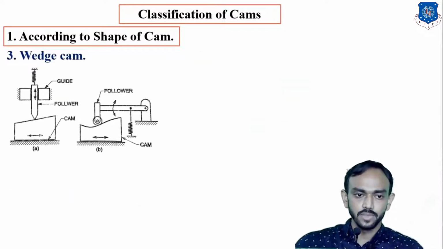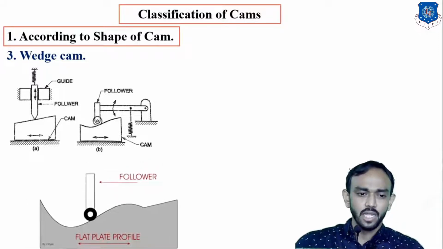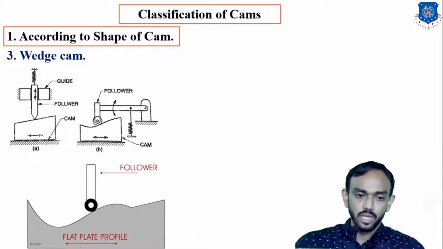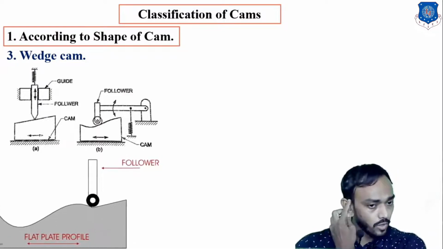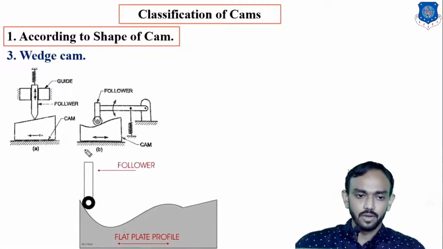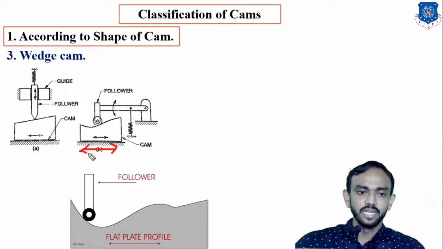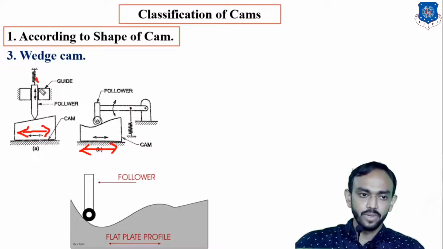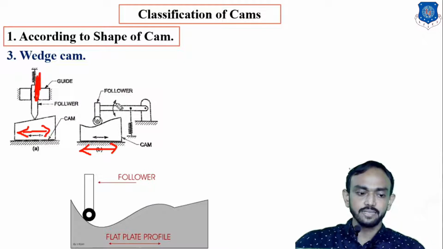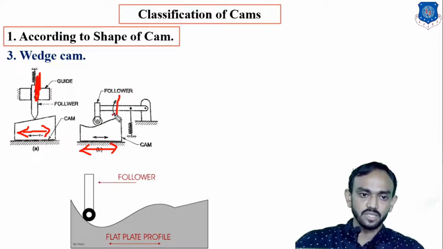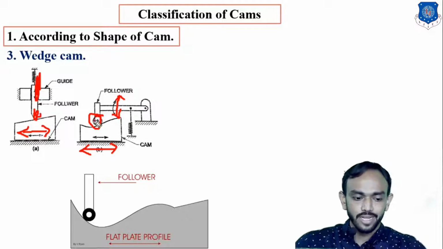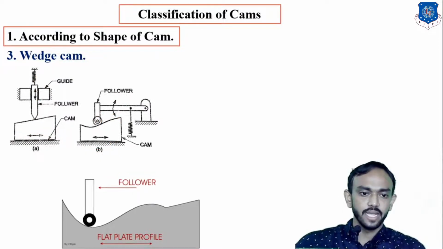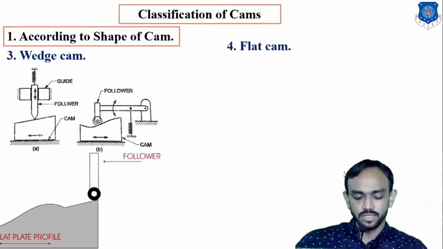According to shape, there is a wedge cam. This is a flat surface or curvature surface, and on that the follower is moving. But in this you can see that there is no rotary motion. In this, a reciprocating motion is transmitted into reciprocation. Here, you can see a reciprocating motion is transmitted into reciprocation, and in this case reciprocation is transmitted into oscillation. In this also, a knife edge or roller can be used. So this is the wedge cam.